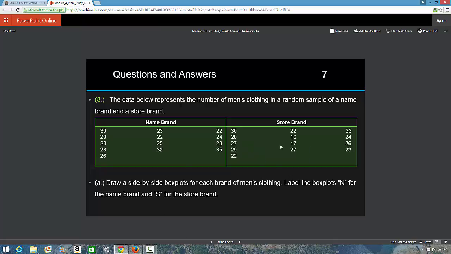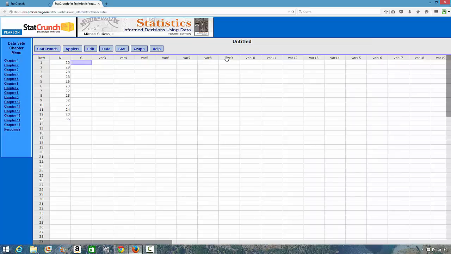All right, store brand should also be 13 as well. Let's put the data entries for store brand: 30, 20, 27, 29, 22, 22, 16, 17, 27, 33, 24, 26, and 23. Okay, so we got that.